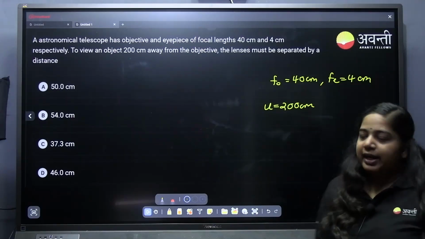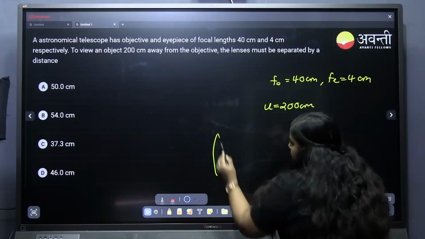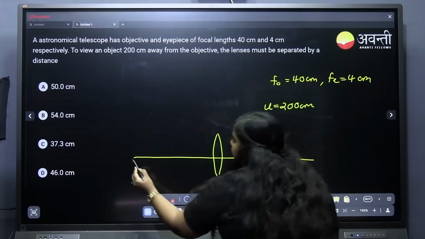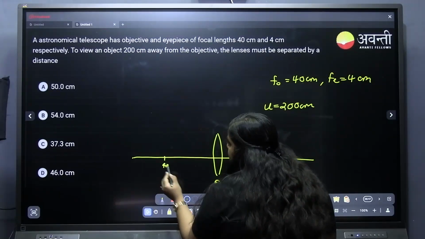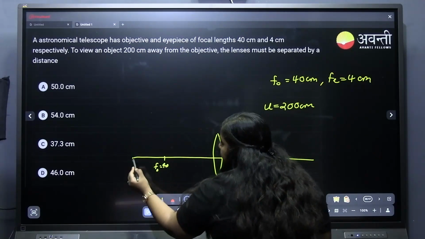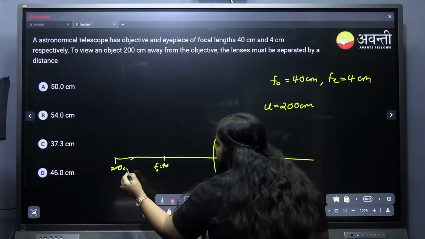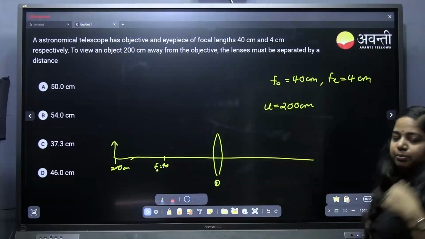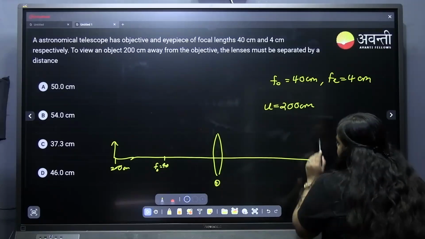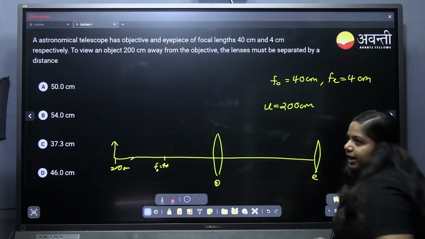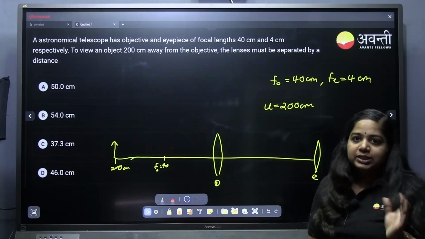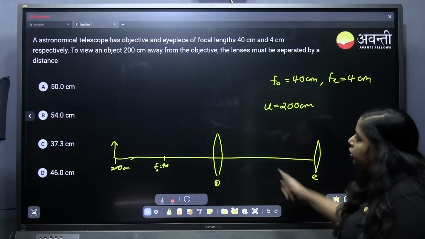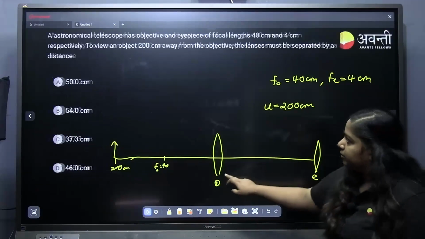So we are assuming that this is the objective, and 40 centimeter is the focal length of the objective. At 200 centimeter our object is placed. Then what will happen? It is beyond C, right? So if this is the eyepiece and we are trying to see it at 25 centimeter, the minimum distance of distinct vision, what should be length L? That is the question.